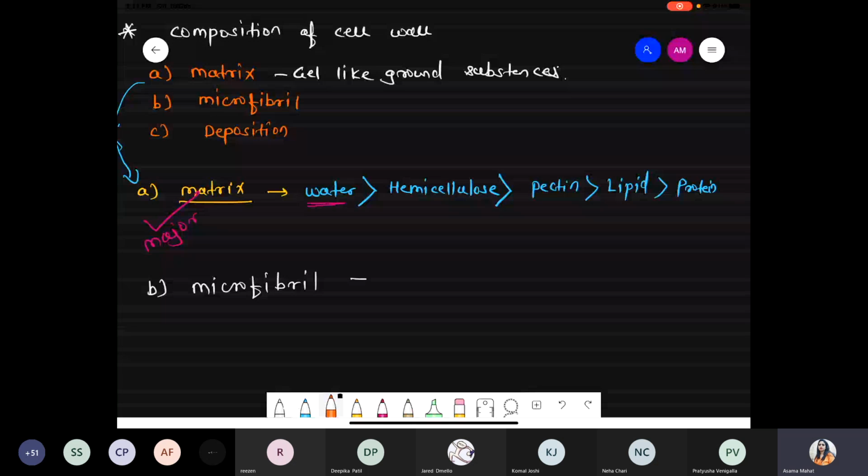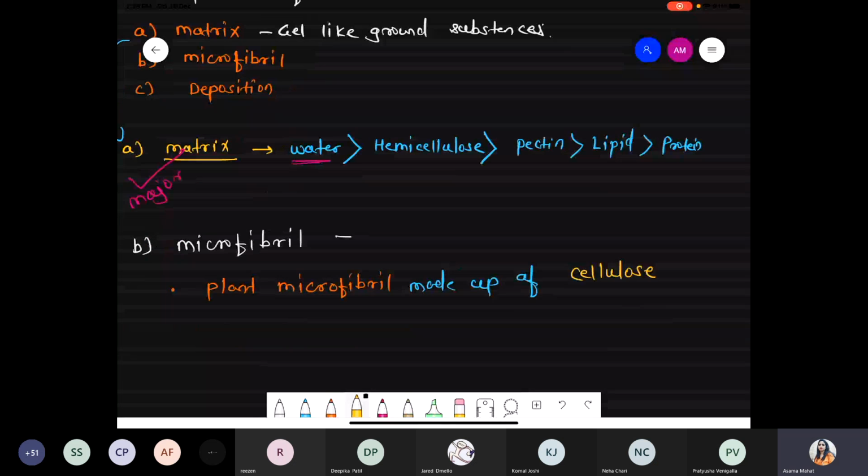When we are talking about the plant microfibril, it is simply made up of cellulose material. Plant microfibril, okay, made up of which material? Cellulose material. Another one, the fungi microfibril is made up of chitin material. And whenever we are talking about the microfibril, it has a common function.